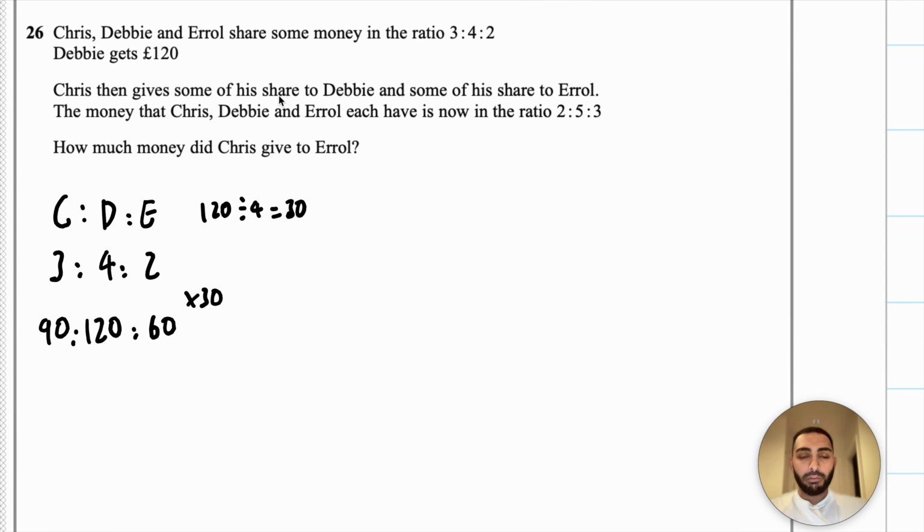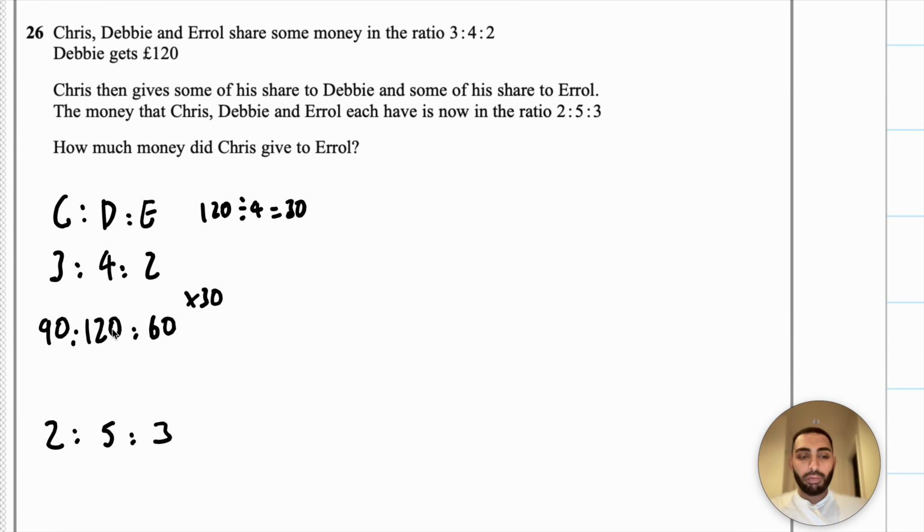Chris then gives some of his share to Debbie and some of his share to Errol. That means some of the money is going from there to there and there to there. It means Chris's amount is going down, Debbie's and Errol's will be going up. The money that Chris, Debbie and Errol each now have is in the ratio 2 to 5 to 3. So it's now become 2 to 5 to 3. How much money did Chris give to Errol? Let's first think, has the amount of money that we originally started with changed?